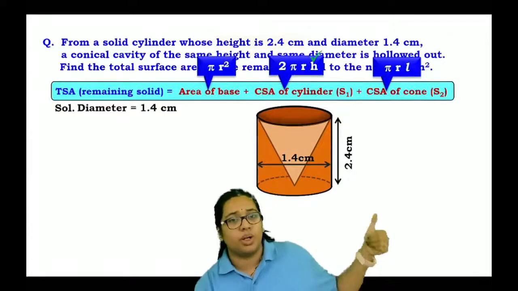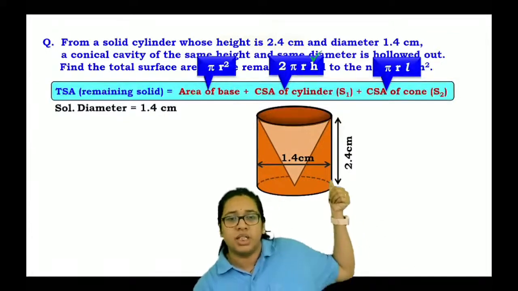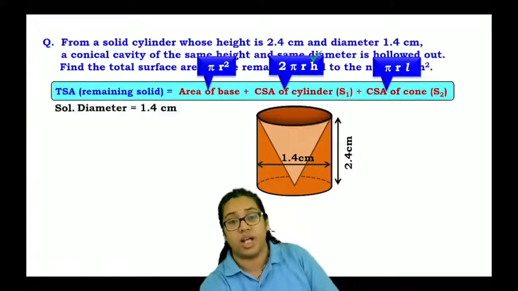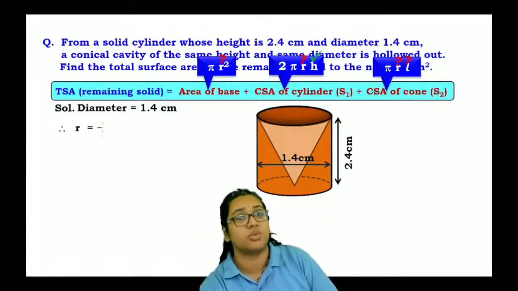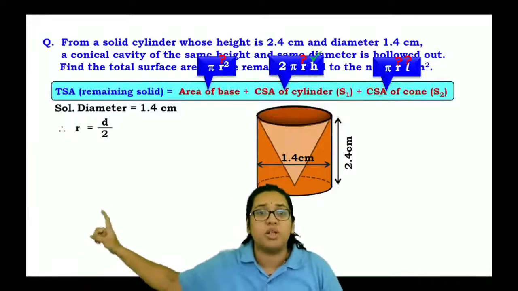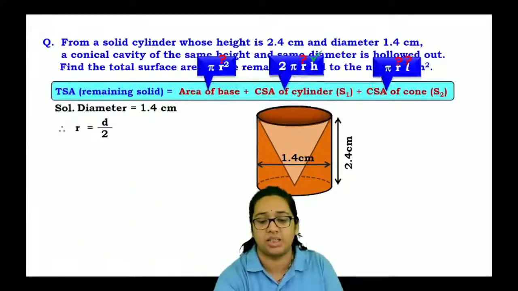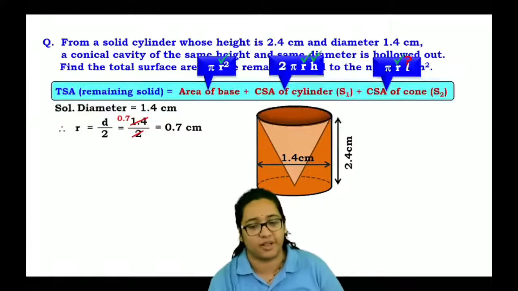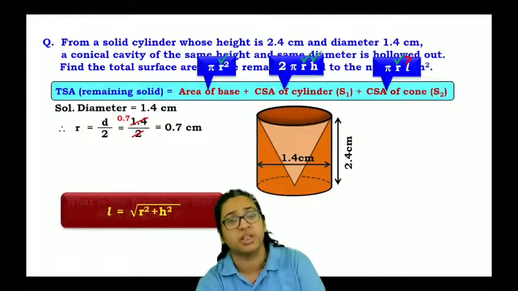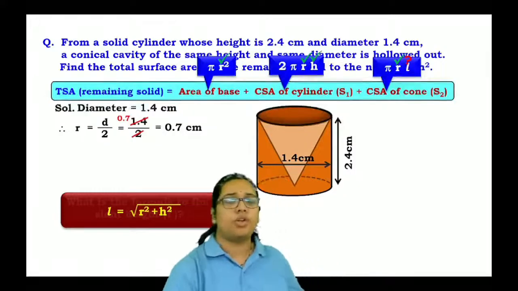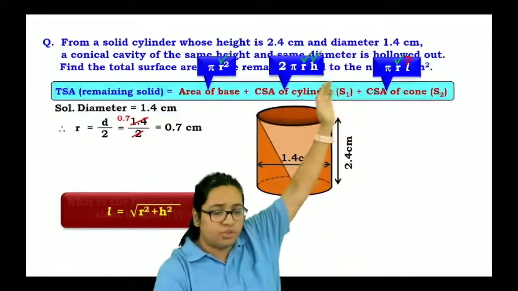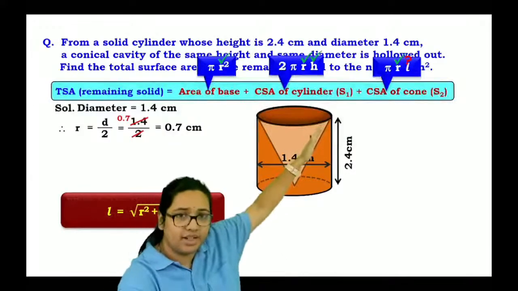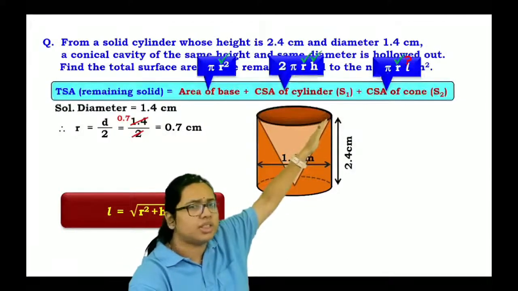So now you have the value of h, and you have the value for the diameter. Based on it, first of all, we have to consider what will be the value of r. R is nothing but half of the diameter, so it will be 0.7 centimeter. Next, for the surface area of the cone, we have to find out the value of the slanted edge. What will be the value of this slanted edge?